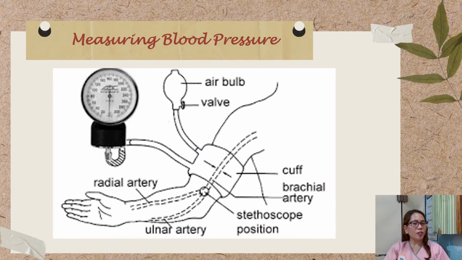So this is another example or another figure of how to properly place the cuff or your BP apparatus on the arm of your client. Okay, so this is the ulnar artery, the radial artery. You have to position your stethoscope here, which is the brachial artery, and this is the cuff. Again, this is 2.5 inches away from the elbow. Okay.